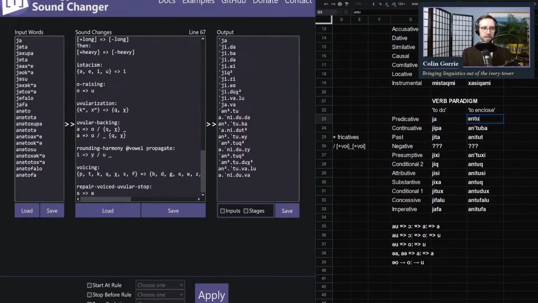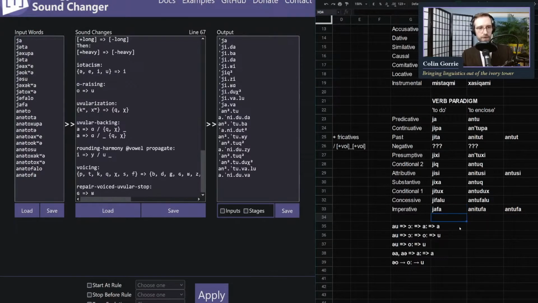So what we might do is just converge on the predicative form and do something like antu, antuba, antut, antuchi, anturi, rather. Sorry, this should be written with a P. Anturi, antuk. Instead of anitusi, we have antusi. And then instead of aniduva, we have anduva.